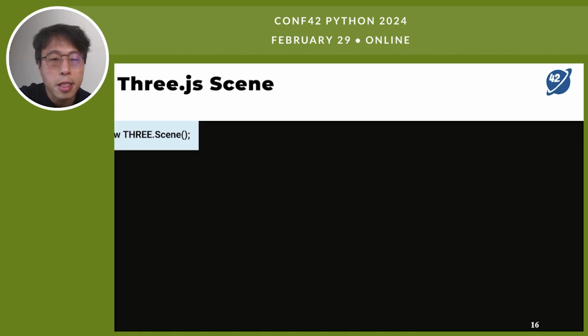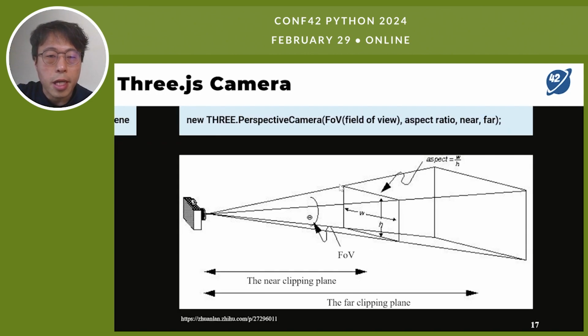So let's see. First of all, we put a scene here in our virtual environment. It's empty at the beginning. Okay, let's start to put the camera into the scene. In this case, we use a perspective camera. It contains 4 parameters: first of all the field of view, the aspect ratio, and the near and far clip planes.